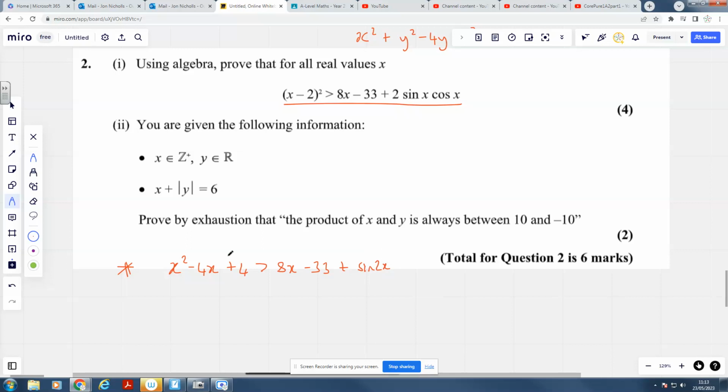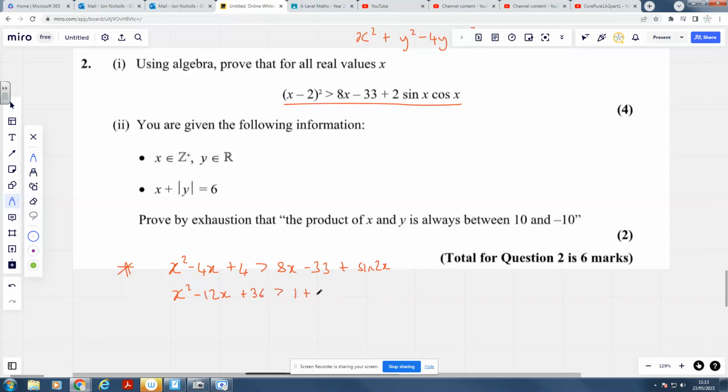Now my strategy here is to turn this into a perfect square. So I want to move the 8x over. And if I want this quadratic expression to be a perfect square, then it would be lovely if I had 36 here. So what I'm going to do is add 32 of the 33, leaving 36 there.